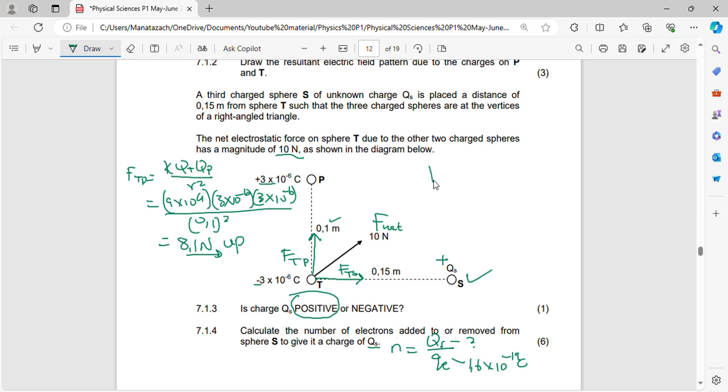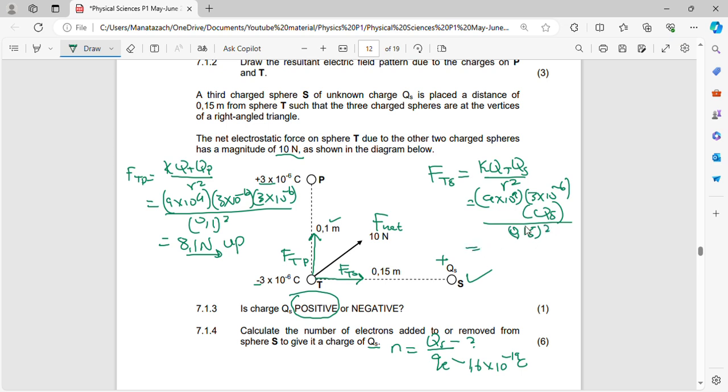FTS. Let's write it this side, FTS, KT, then Q, S divided by R squared. The K remains the same all the time, 9 times 10 exponent 9. Then QT is 3 times 10 exponent minus 6, kind of running out of space. And then QS, I don't know, that's what I want to find out. Then the distance between T and S is 0,15, so 0,15, you'll square it.